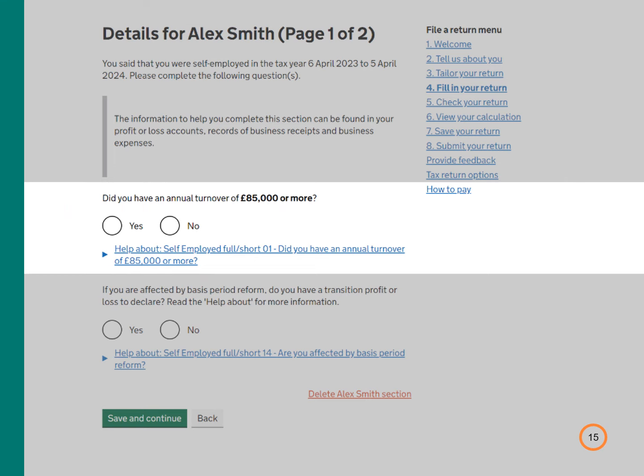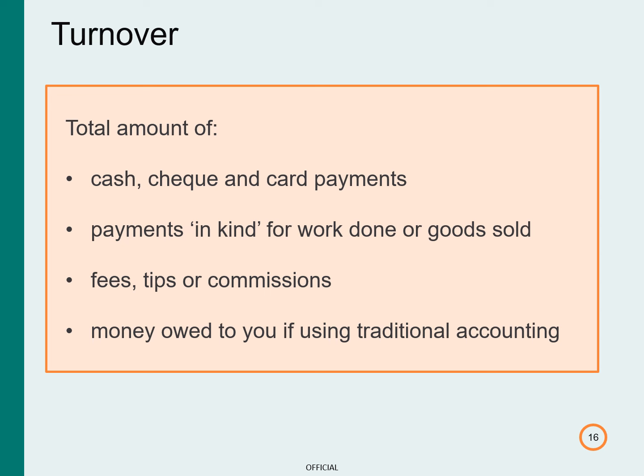On details for your business, page 1 of 2, the first question asks if your annual turnover in the tax year was £85,000 or more. Briefly, your turnover is the total amount of cash, cheque and card payments received, payments in kind for work done or goods sold that aren't paid by cash, cheque or card, fees, tips and commissions, and money owed to you if you are using traditional accounting. The Help About link gives more guidance on what to include.